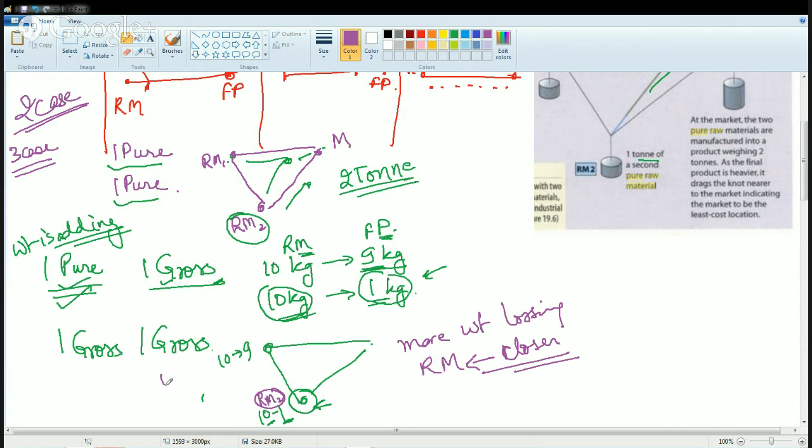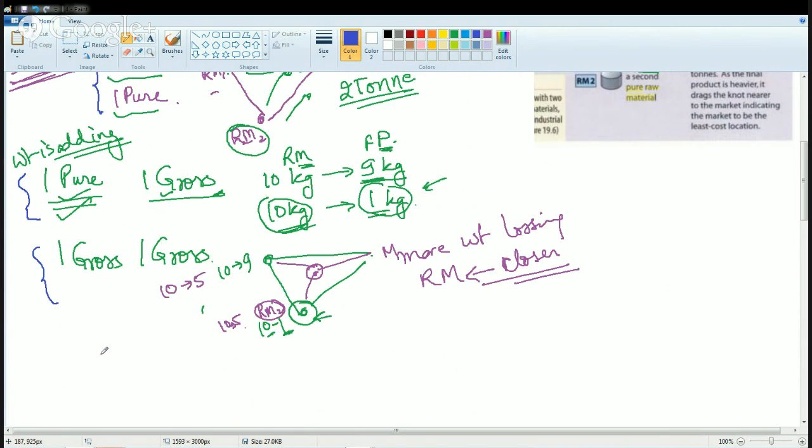If in both cases it's from 10 kgs to 5 kgs, what would happen? I would locate at any intermediate location between the market and the raw material. So these are the three cases where you have two raw materials and one market. The first case is both of them are pure. The second is one is pure, one is gross. The third is both are gross. Now let's move on to ubiquitous.